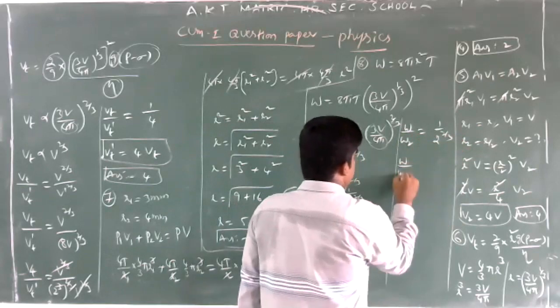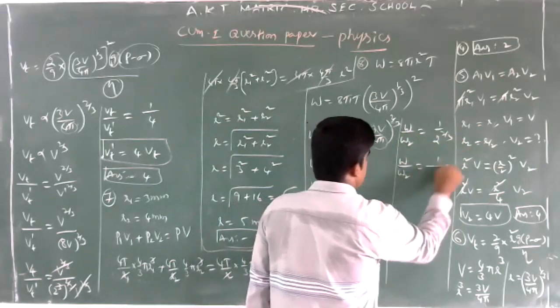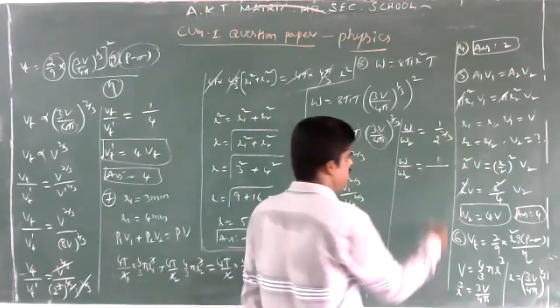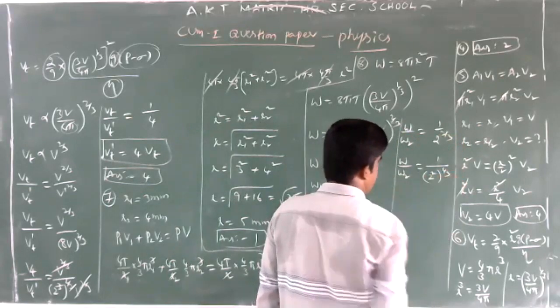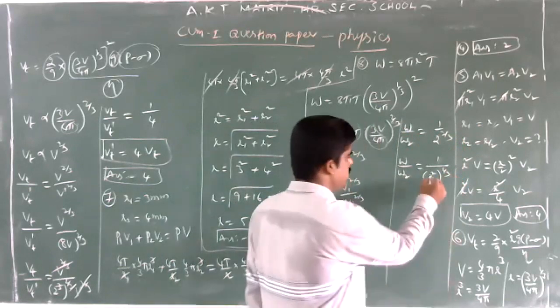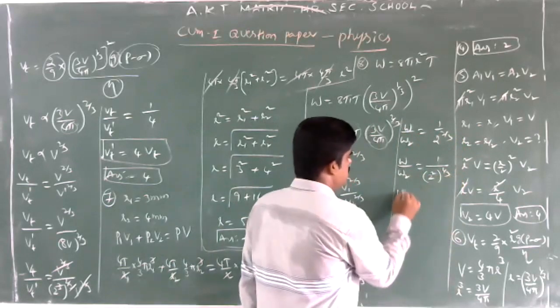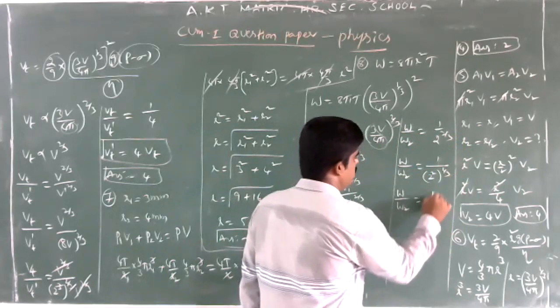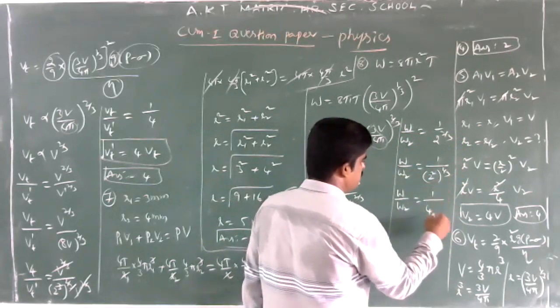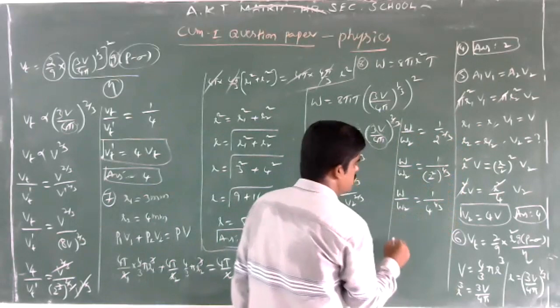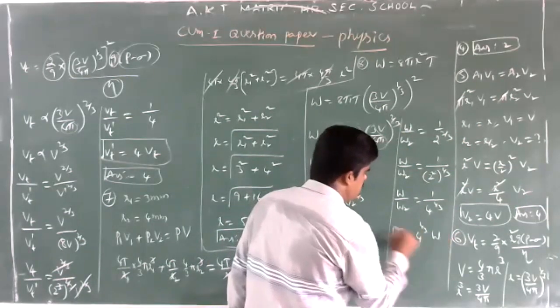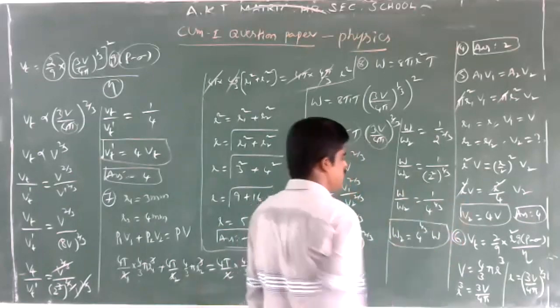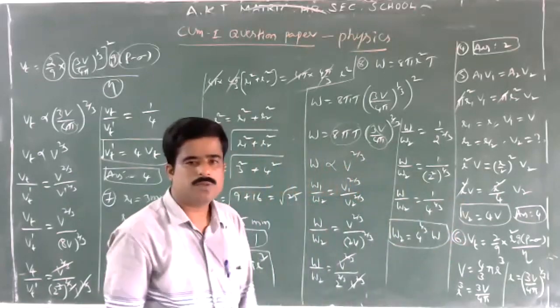Or W by W2 is equal to 1 by 2 power of 2 by 3, which can be written as 2 square, 4 power of 1 by 3. Is there any change? No change. Again 2 power of 2 by 3. W by W2 is equal to 1 by 2 square means 4 power of 1 by 3. W2 is equal to 4 power of 1 by 3 into W. So this is the amount of work done.